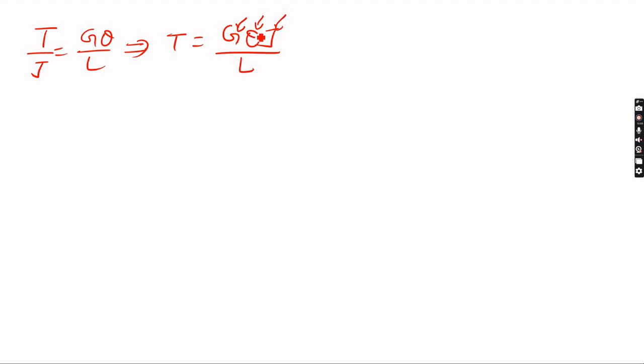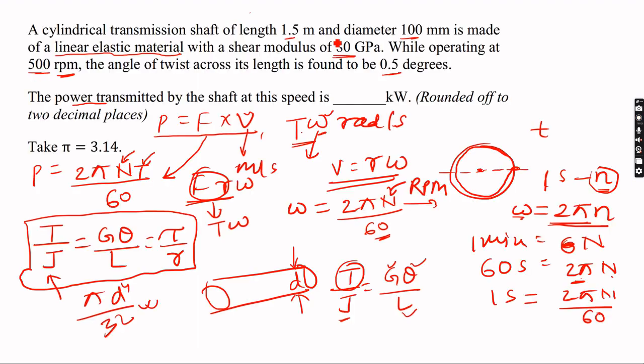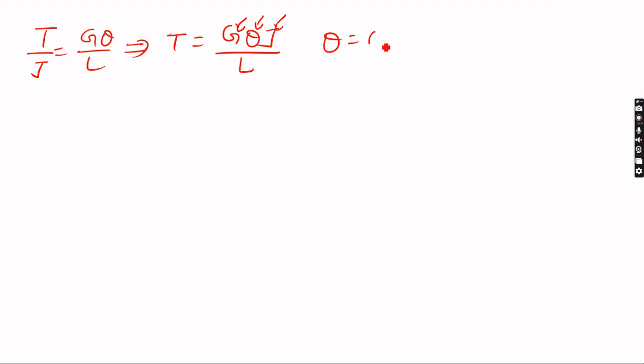But this is where people make a mistake. Theta is given how much? In the previous question you can see theta is given as 0.5 degree. So never forget to convert it into radian by multiplying by pi by 180, because this is in degree. You cannot put it directly here, because in the numerical part of your calculation you have to put theta in radian.